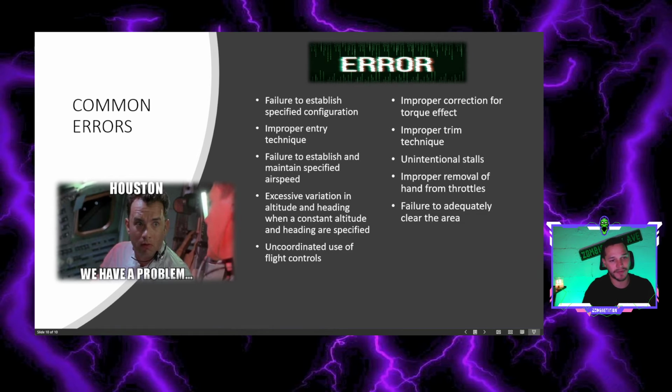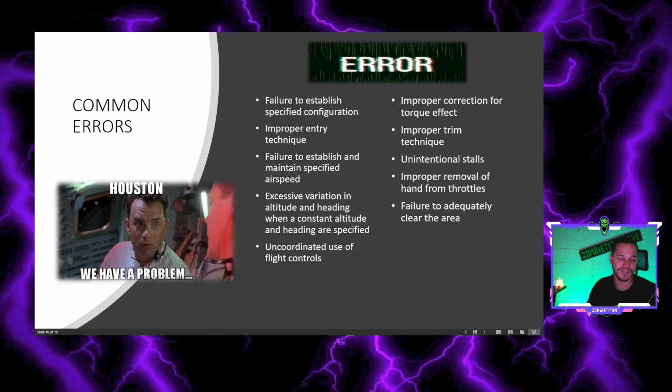There are a huge combination of things. Airspeed is out of whack. Altitude is all over the place. Headings all over the place. And power is just way too much or way too little, and you don't notice it. Improper entry technique. Didn't do a clearing turn. You were given a heading to fly towards, and you just chose your own heading, I guess. That's an issue and an error that is commonly seen.